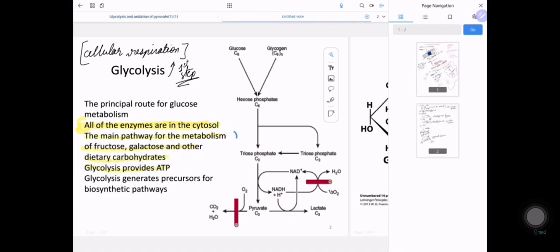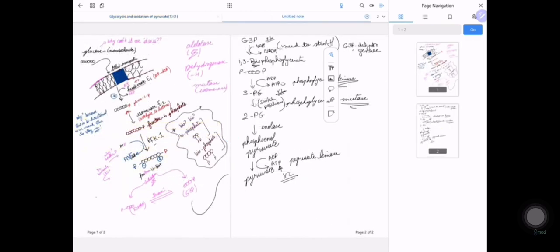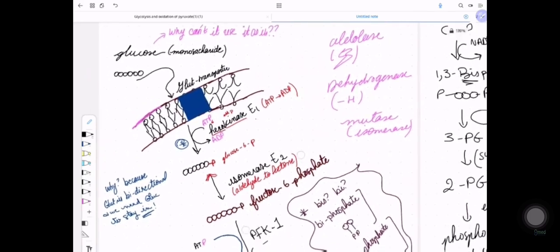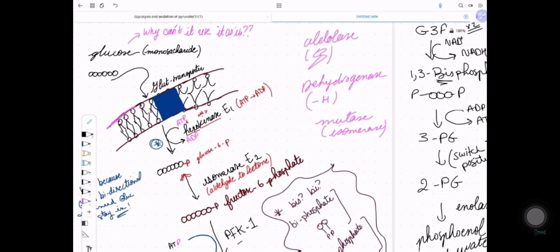Now, if we go directly to the glycolysis, I'm going to make it easy for you guys. Now, getting into our work right here, this is where I'm going to explain the exact mechanism of glycolysis. So if we look right here, this is actually the cellular membrane that we learned about in our first years of medicine. This is the lipid bilayer, as we learned before.